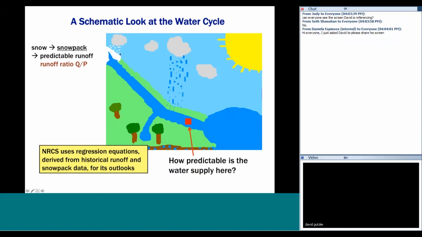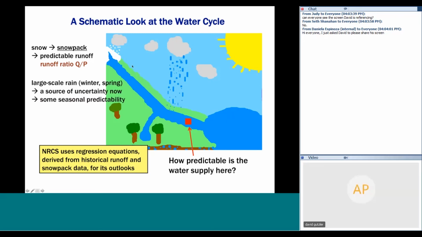If we start up at the top, we have snow which accumulates into snowpack, and that's the predictable part of all this because we can actually see the snowpack accumulate, and we can look at the effects of that snowpack on downstream flow using something like a runoff ratio, which is just the ratio of downstream flow divided by either precipitation or snowpack.